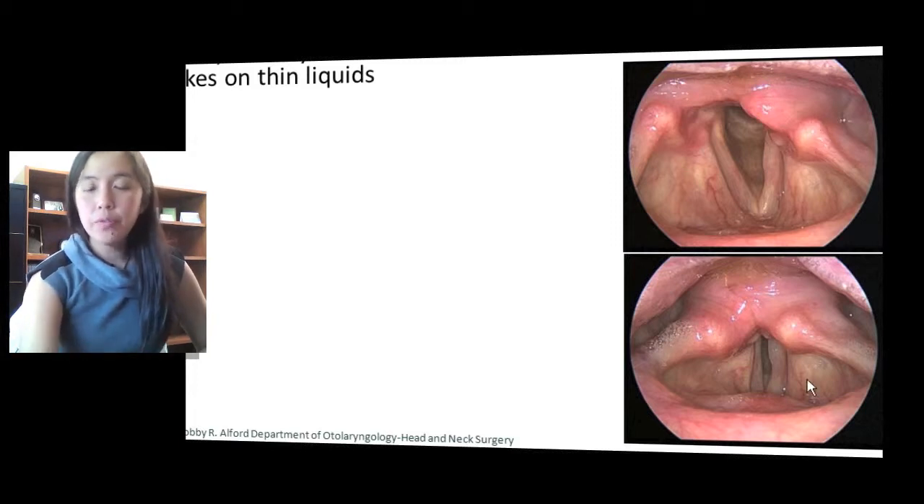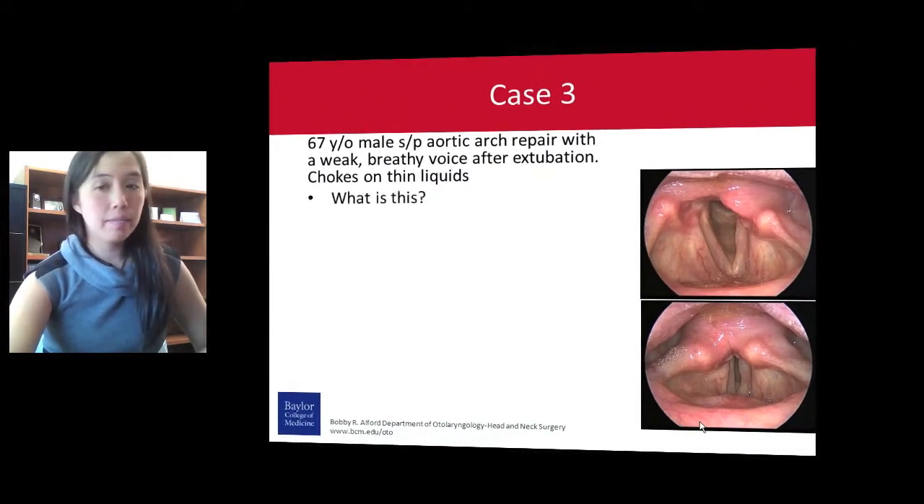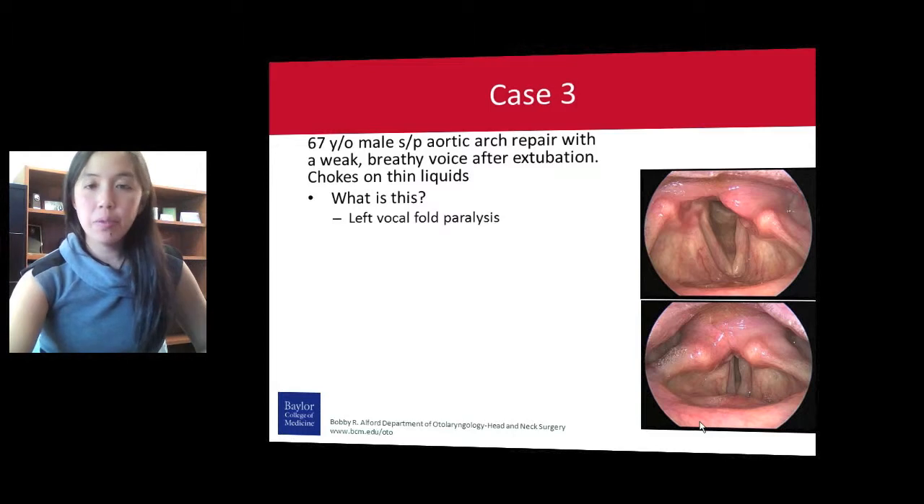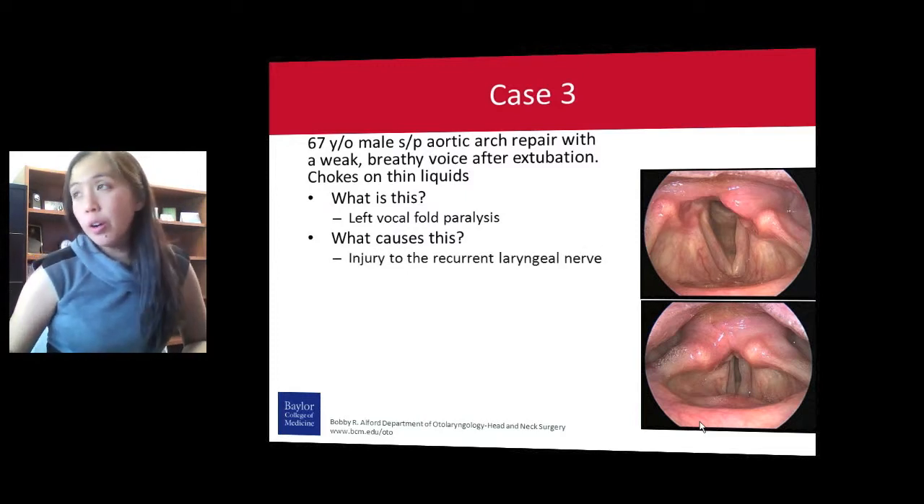And when he goes to phonate, the right vocal fold is trying to move in. The left vocal fold remains flaccid and immobile, and there's a large glottic gap resulting in a very breathy voice when he tries to talk. So what's the diagnosis? He has a left vocal fold paralysis. The cause of this, given the patient's history, is likely injury to the recurrent nerve where it crossed under the aortic arch after his aneurysm repair.